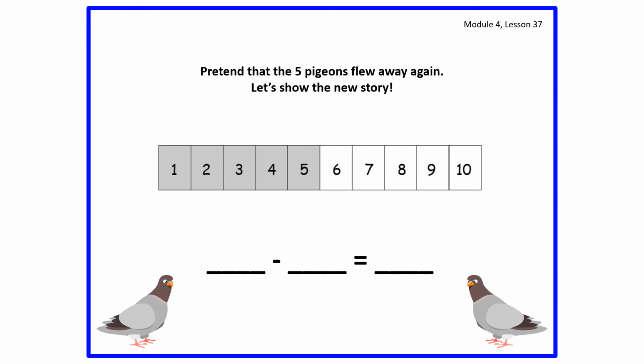Oh no! So we had 9 pigeons, but 5 of them flew away. Maybe they were hungry. So we're going to show the new story. How many do we have? We had 9. So I'm going to go ahead and write that. 9. How many pigeons flew away? 5 pigeons flew away. Since they flew away, we're taking away, so we're going to go back on our number path. Let's go 5 spaces. Ready? 1, 2, 3, 4, 5. How many were left? That's right, 4. So 9 minus 5 equals 4.